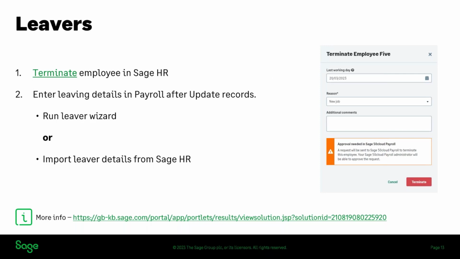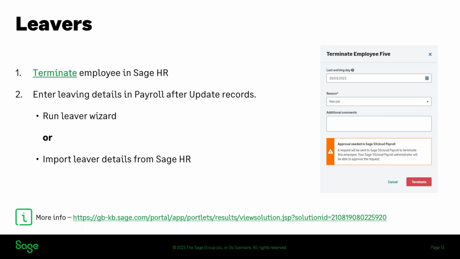Just want to touch on leavers as well. So there's a couple of things you need to do with leavers. Within HR, you will need to terminate the employee who is leaving. So that will terminate their profile. And if you've set it up, it will give them access for that limited amount of time beyond their termination date to download their payslips. And then the second step is to enter those same leaving details into Payroll once you've updated their final payment.